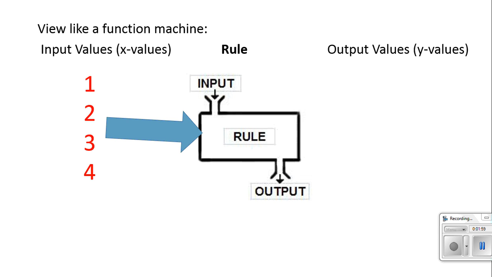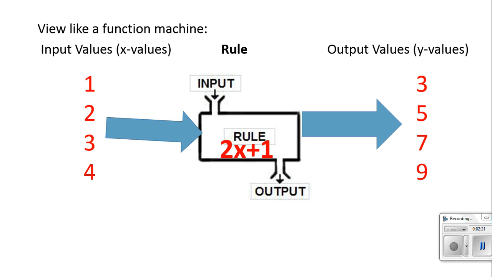So if I take these input values and input them into our rule or our machine says we want 2x plus 1. If I put 1 in for x, 2 in for x, 3 in for x, and 4 in for x, I am then going to get our output values, like our y's, our answers, 3, 5, 7, and 9, because 2 times 1 plus 1 is 3, 2 times 2 plus 1 is 5, 2 times 3 plus 1 is 7, 2 times 4 plus 1 is 9. Okay, so our input is what we're putting into our machine, and our output is what we're getting.